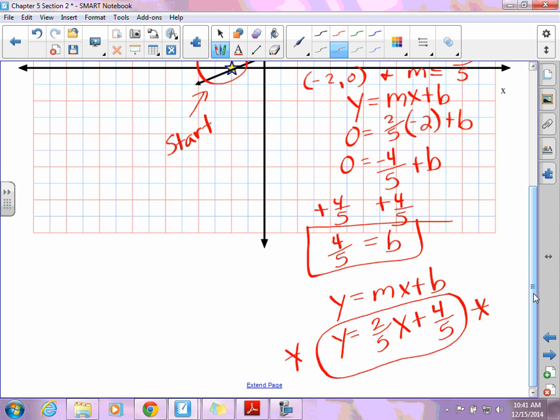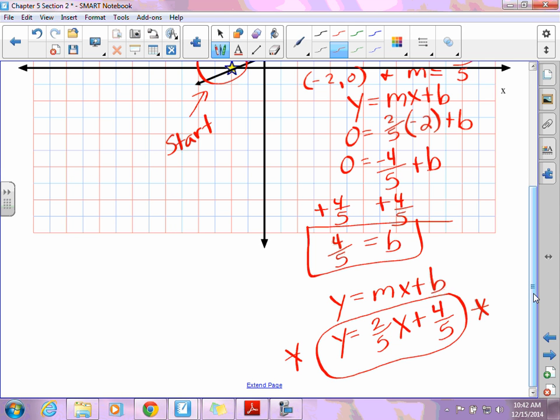Because it looks like it. What do you mean it looks like it? Yeah. Because it's between 0 and 1. Very good. It's between 0 and 1. So that makes sense. If I had an answer for the y-intercept as 1 and 4/5, would that make sense? That would make sense because then it would be between 1 and 2. And this obviously is not between 1 and 2. So yeah, it makes sense. Questions?